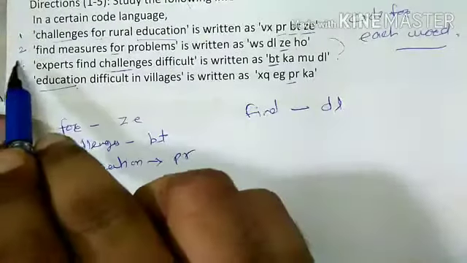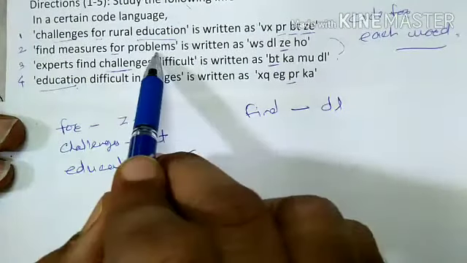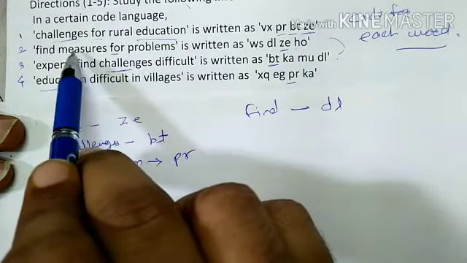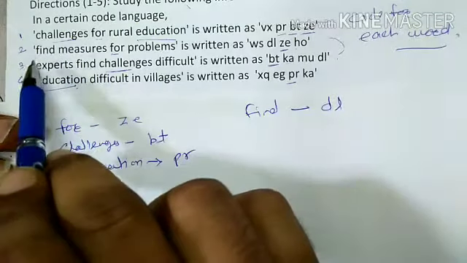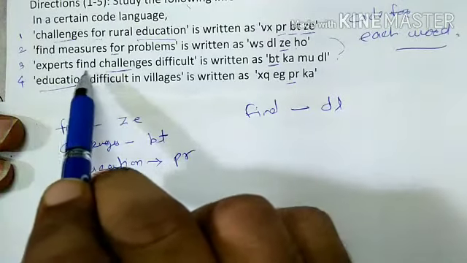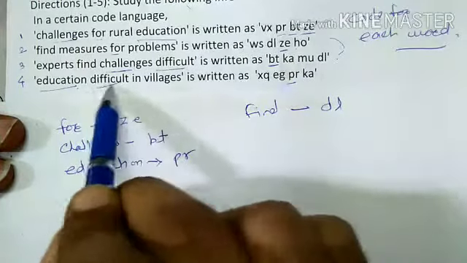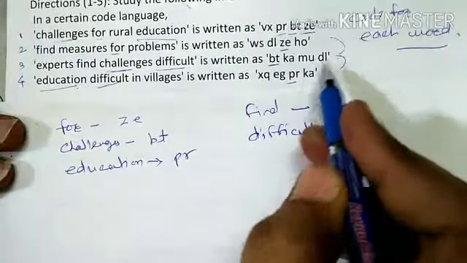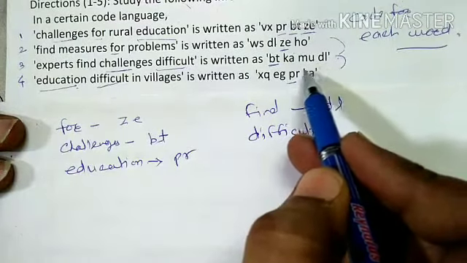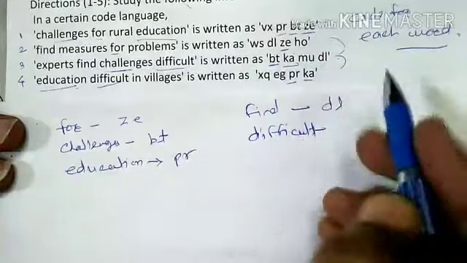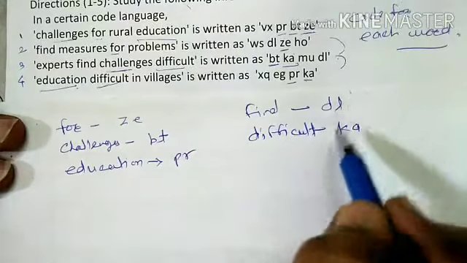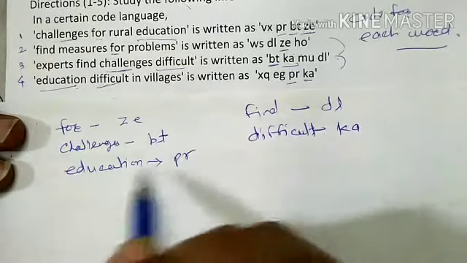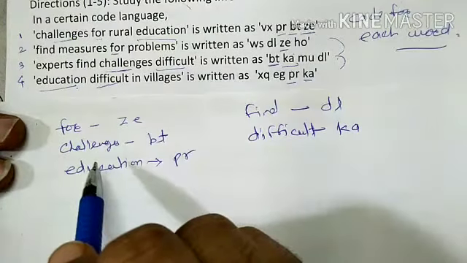Next is message 2 and 4. Nothing is common in message 2 and 4. So next, message 3 and 4. In message 3 and 4, "difficult" is common, and in the codes of 3 and 4, which code is common? KA. So K is common, so the code for difficult is KA. Up till now we have got the code for these 5 words.